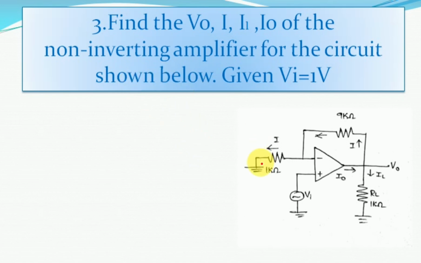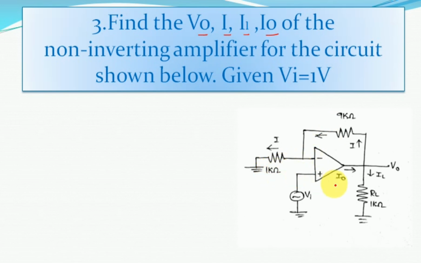Simply they have given one non-inverting amplifier circuit. Here the input voltage Vi is mentioned as 1 volt. For this type of circuit, we have to find the output voltage V0, the current I, the load current IL and the output current I0. If you see the circuit, I0 is the current from the output of the op-amp, IL is the current flowing through the resistor RL, and I is the current flowing through the resistors 9 kilo ohm and 1 kilo ohm.